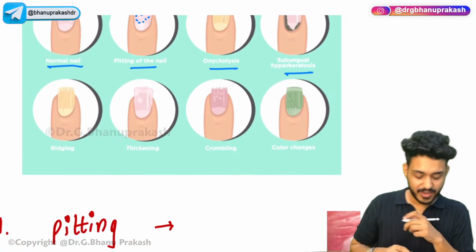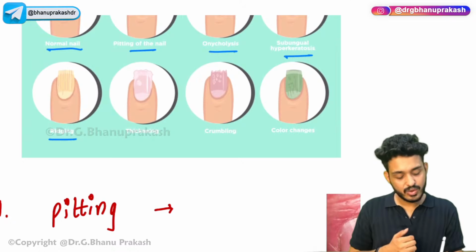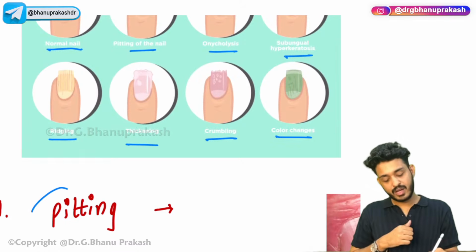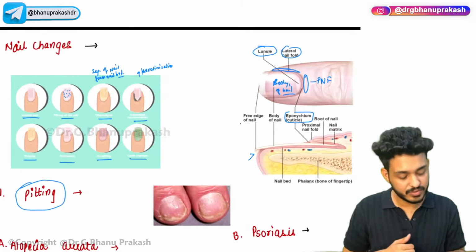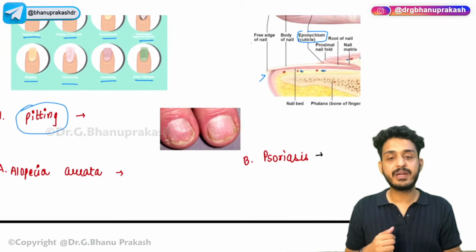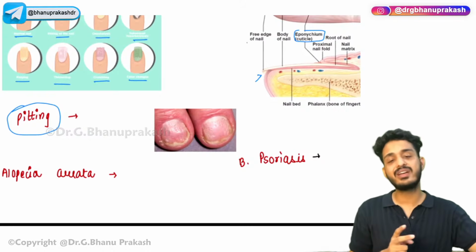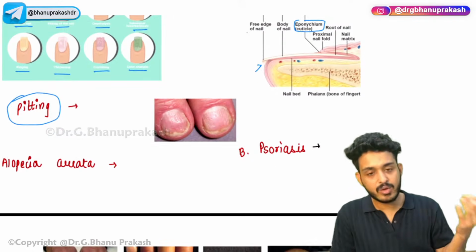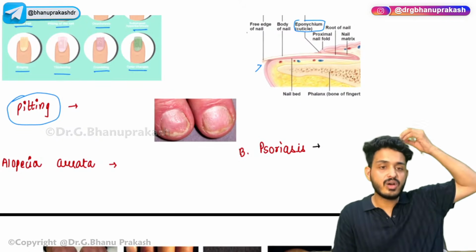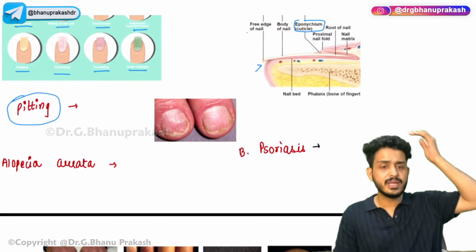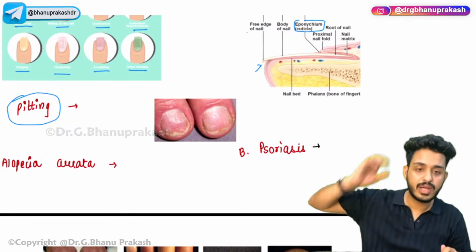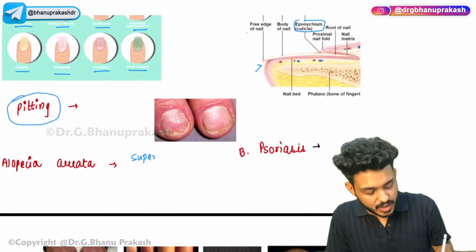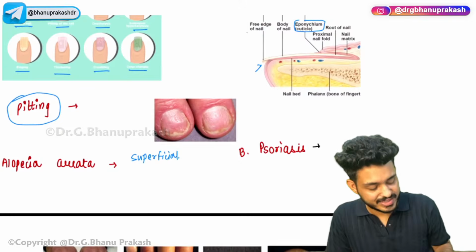Next one is your ridging. You can have ridging, thickening, crumbling, certain color changes, but the most important out of them is your pitting. Pitting is the characteristic feature for two important diseases. One is alopecia areata, second one is psoriasis. In alopecia areata, just remember, what is the meaning of alopecia? There will be loss of hair, so alopecia will be in the hair itself, right? This is the pitting. Can you appreciate?